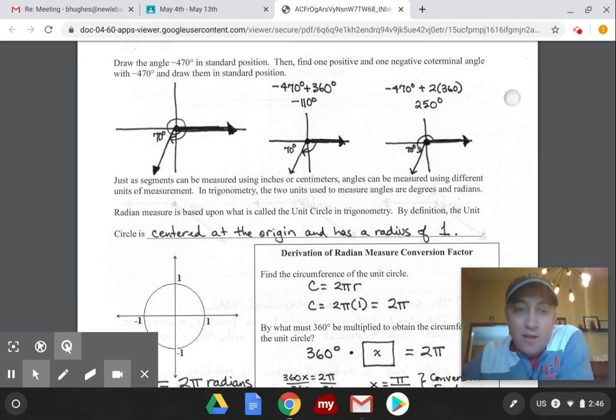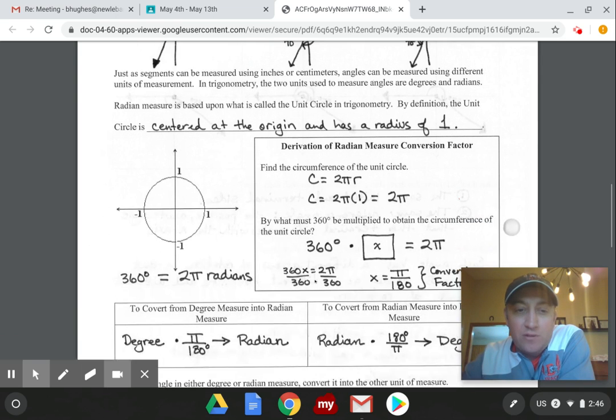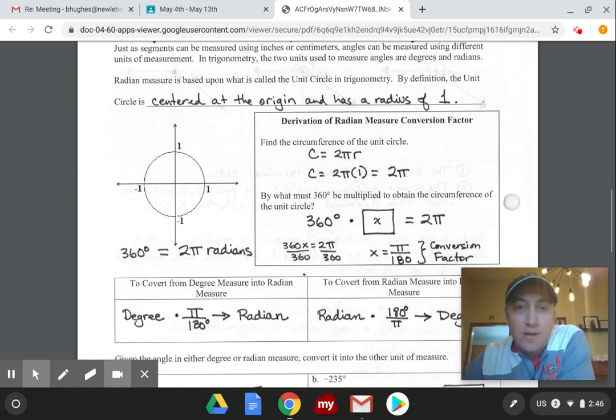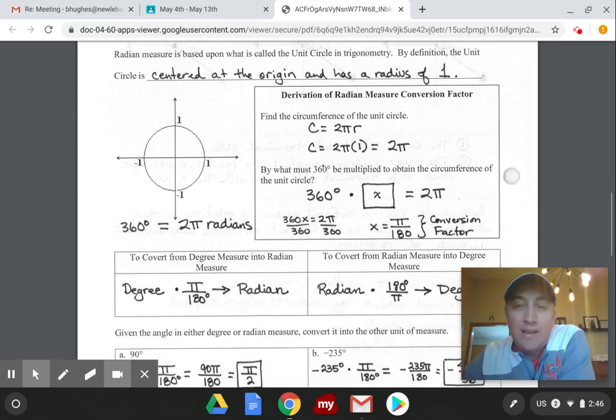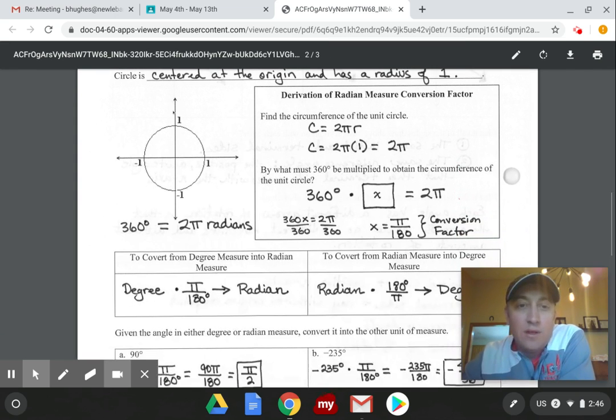All right, so now we're really going to start talking about the unit circle just a little bit. And this is the whole idea of the unit circle. If you had the center of your circle being at 0, 0, and the radius being 1, and you draw a circle around the origin with a radius of 1, that right there represents the unit circle.